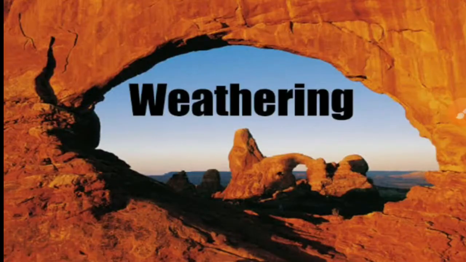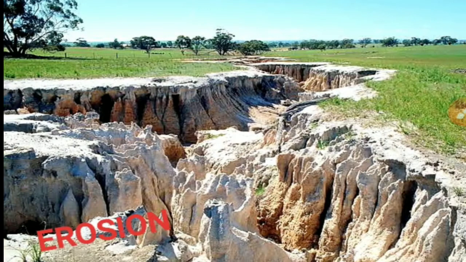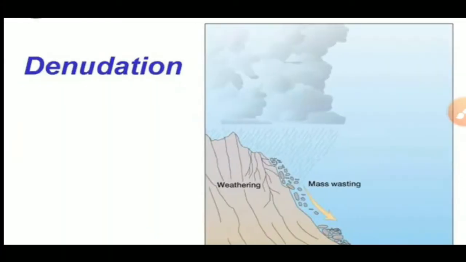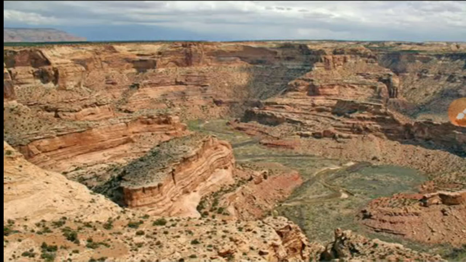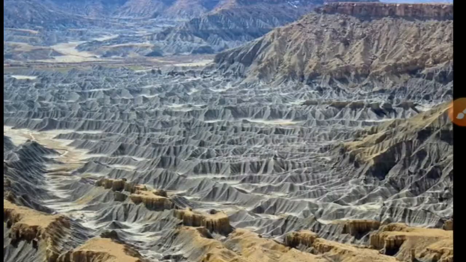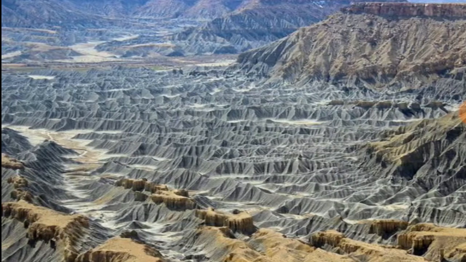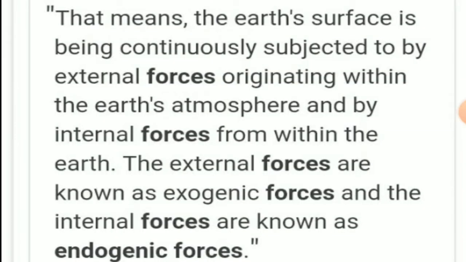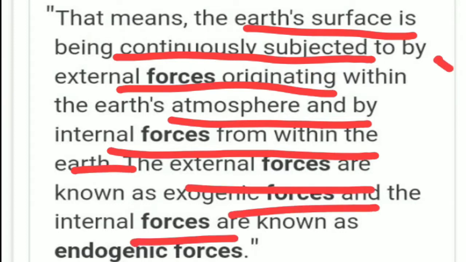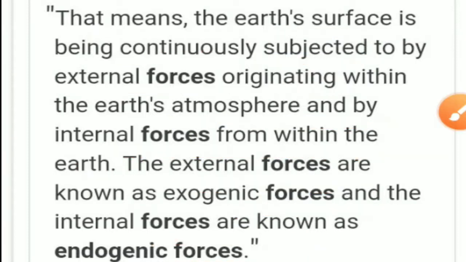So the examples of the exogenic processes are weathering, erosion, transportation, and denudation. Now these processes change the outer shape of the landscape. So what are exogenic and endogenic forces? The Earth's surface is continuously subjected to external forces originating within the Earth's atmosphere and to internal forces from within the Earth. The external forces are known as the exogenic forces and the internal forces are known as the endogenic forces.